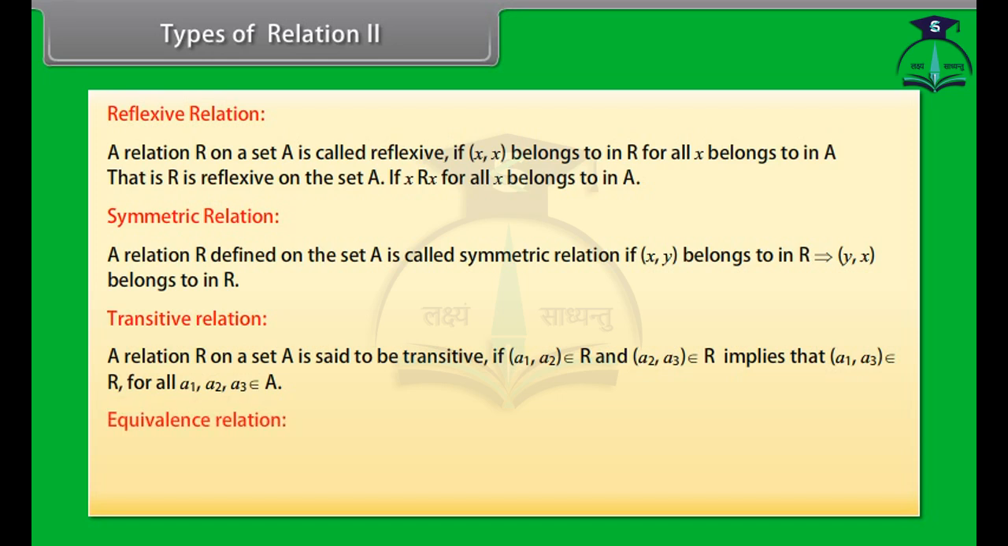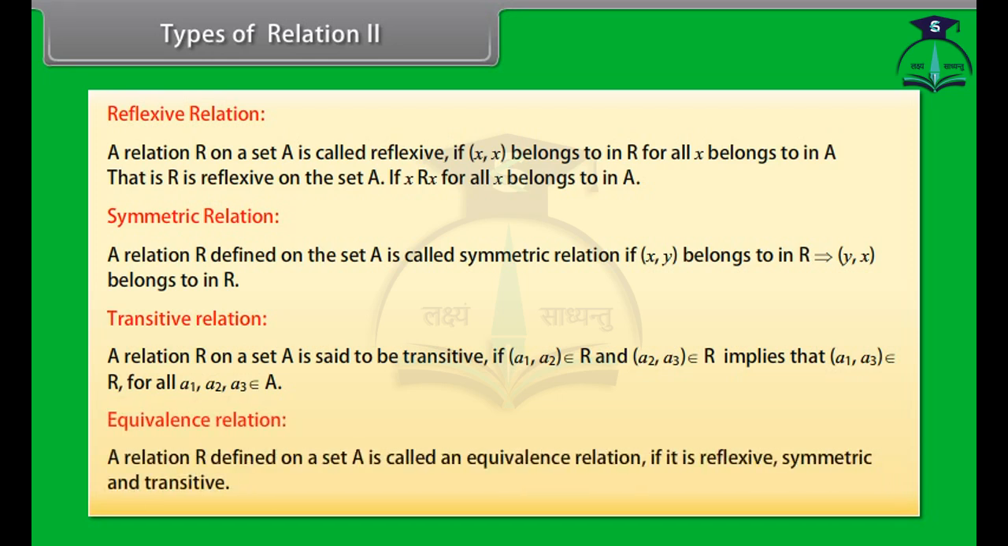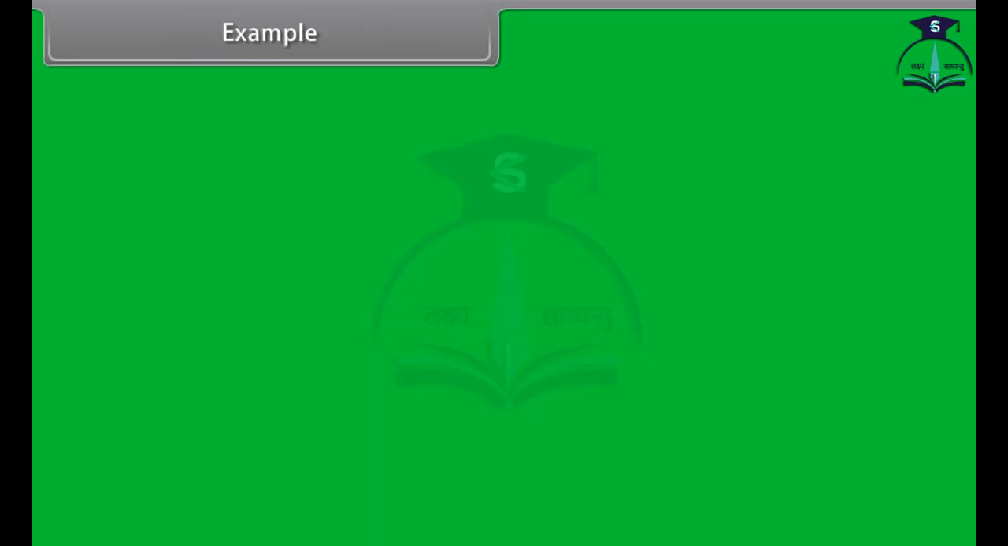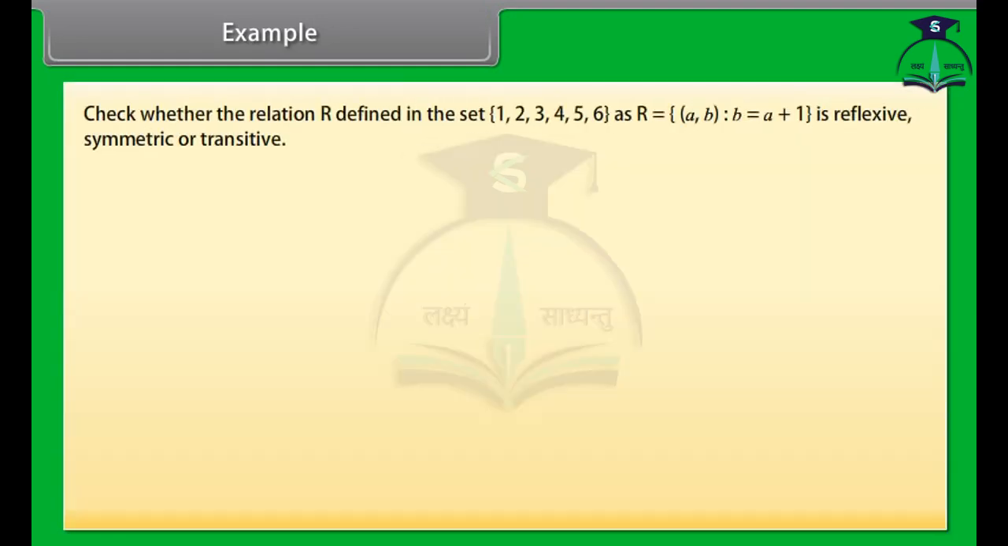Equivalence relation. A relation R defined on a set A is called an equivalence relation if it is reflexive, symmetric, and transitive. Example. Check whether the relation R defined in the set {1, 2, 3, 4, 5, 6} as R = {(a, b) such that b = a + 1} is reflexive, symmetric, or transitive.